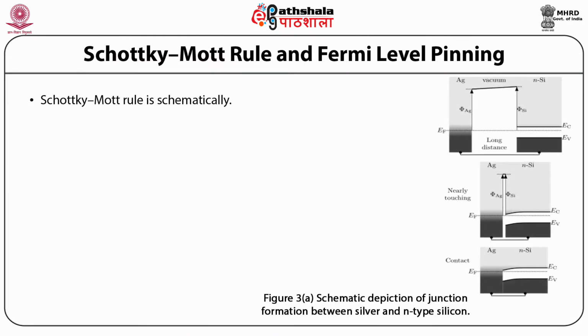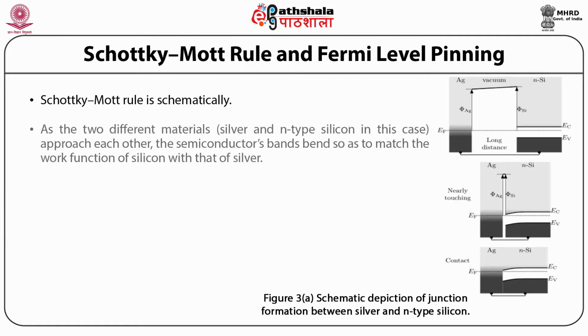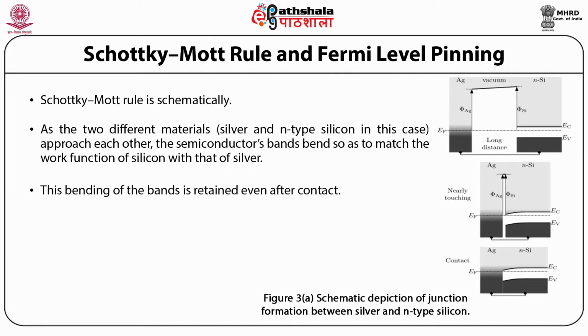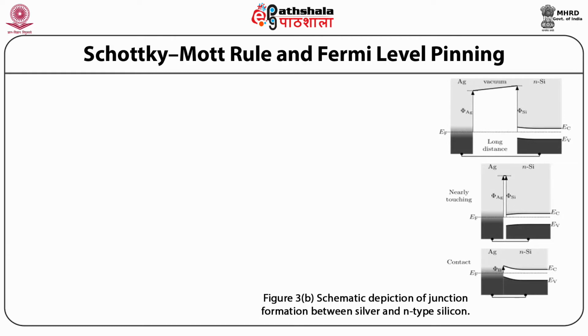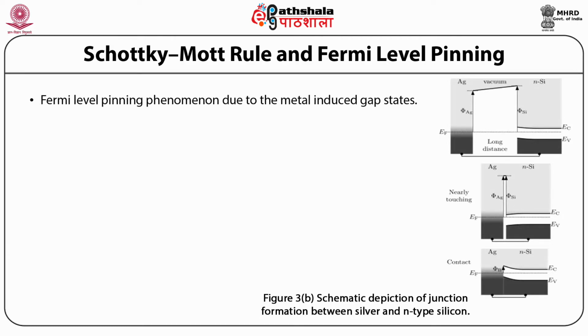The Schottky-Mott rule is schematically shown in figure 3a as the two different materials, silver and n-type silicon in this case, approach each other. The semiconductor bands bend so as to match the work function of silicon with that of silver. This bending of bands is attained even after the contact. This model envisages a very small Schottky barrier for the silver and n-type silicon junction, resulting in an ohmic contact between them. Figure 3b shows the Fermi level pinning phenomenon due to the metal-induced gap states.